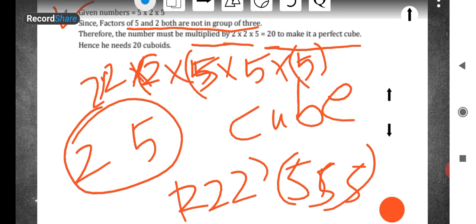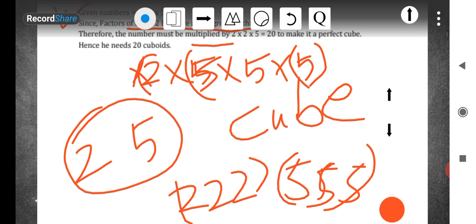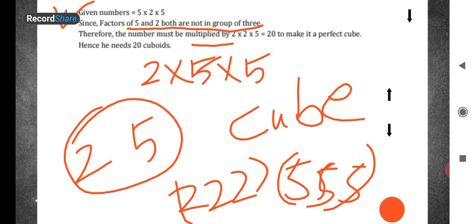So we need 20 to make it a cube, isn't it? To make a perfect cube. Hence we need how many cuboids? 20 cuboids we need. If we join 20 cuboids, then those 20 cuboids will make one cube. Okay, so this was the last question of this exercise.